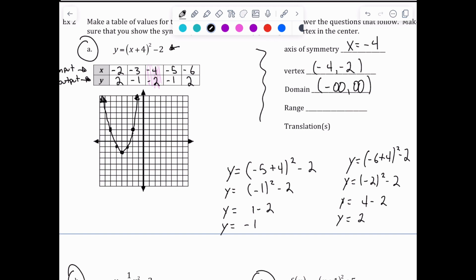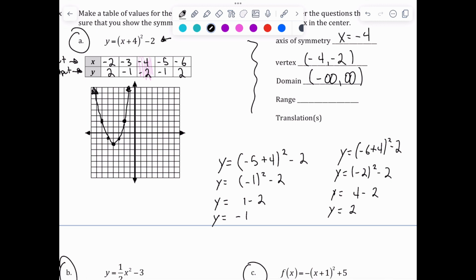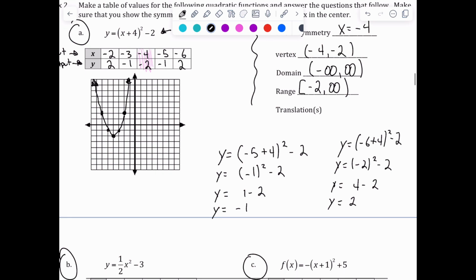And the reason why I did this before I did the range is because it makes it a lot easier for me to determine my range once I have a graph drawn. Remember, the range is the lowest value of y to your highest value of y, okay? In this case, it's not flipped, so -2 is my lowest. My highest value is it goes all the way up to infinity.